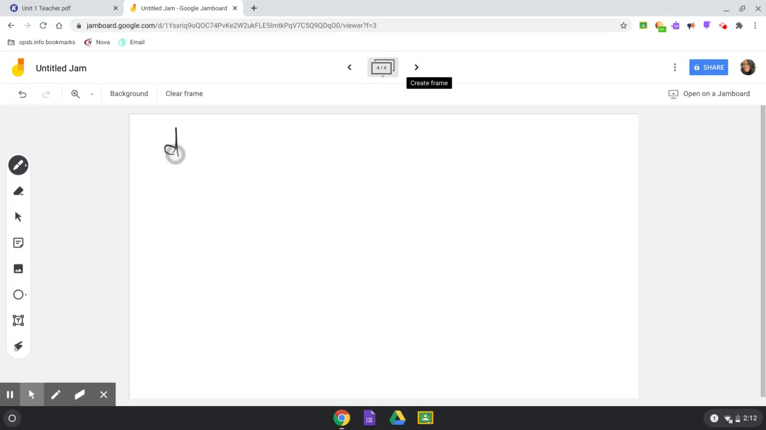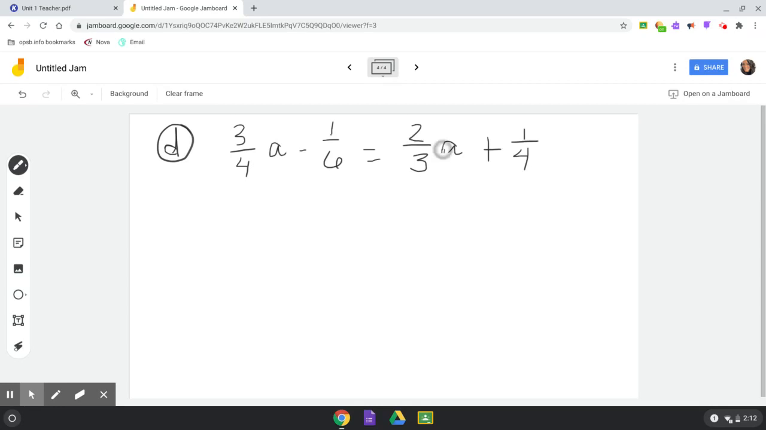Part D, you have 3/4 A minus 1/6 equals 2/3 A plus 1/4. A little more difficult because you don't have a common denominator, but I'm going to solve it leaving the fractions as is and not eliminating them, and you'll see why in just a second.